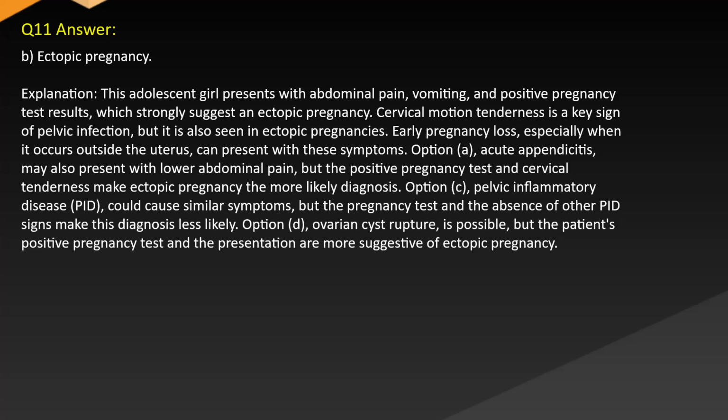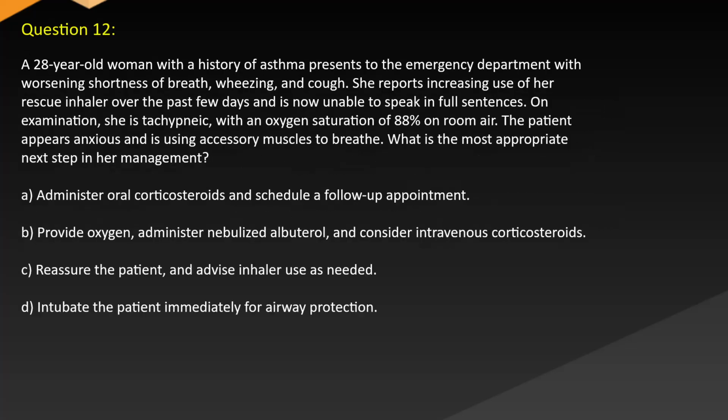Option A. Acute appendicitis may also present with lower abdominal pain, but the positive pregnancy test and cervical tenderness make ectopic pregnancy the more likely diagnosis. Option C. Pelvic inflammatory disease (PID) could cause similar symptoms, but the pregnancy test and the absence of other PID signs make this diagnosis less likely. Option D. Ovarian cyst rupture is possible, but the patient's positive pregnancy test and the presentation are more suggestive of ectopic pregnancy.